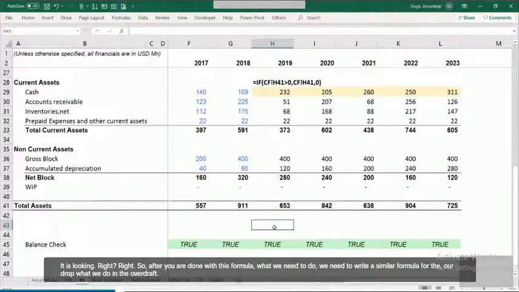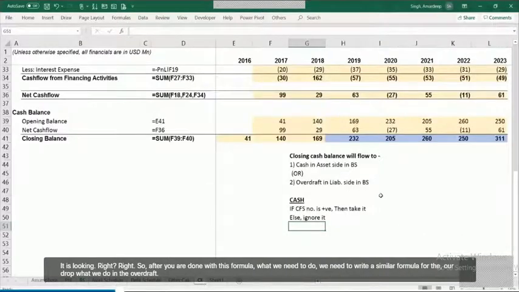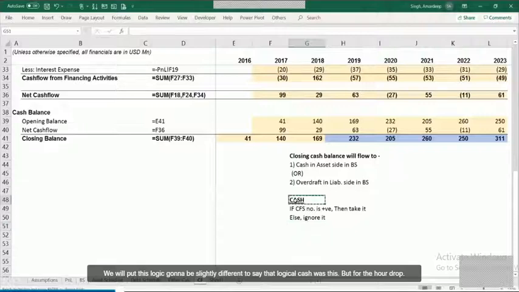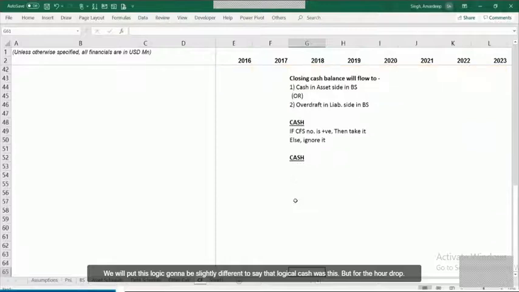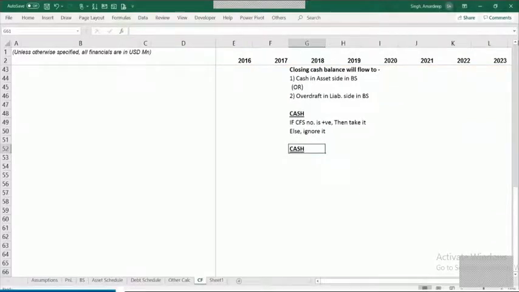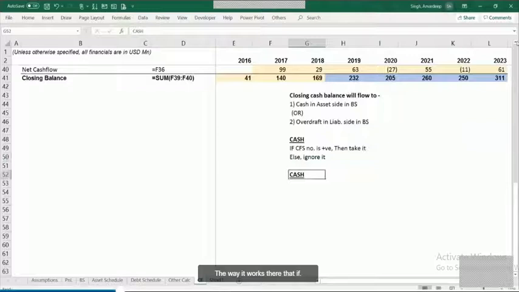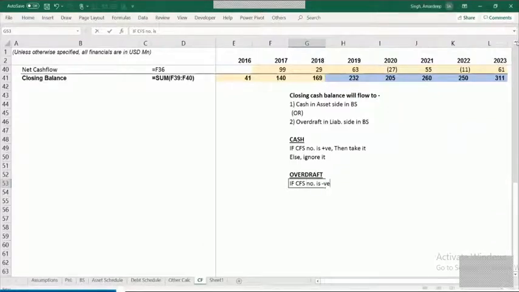Right? So after you are done with this formula, we need to write a similar formula for the overdraft line. What we do in the overdraft line, we will put this logic, which is going to be slightly different. The logic for cash was this, but for the overdraft, it's going to be the reverse. Say that if the cash flow statement number is negative, then take it, otherwise ignore it.